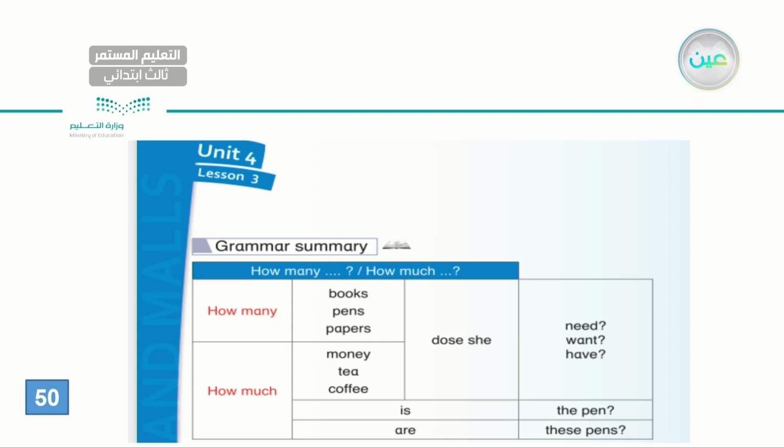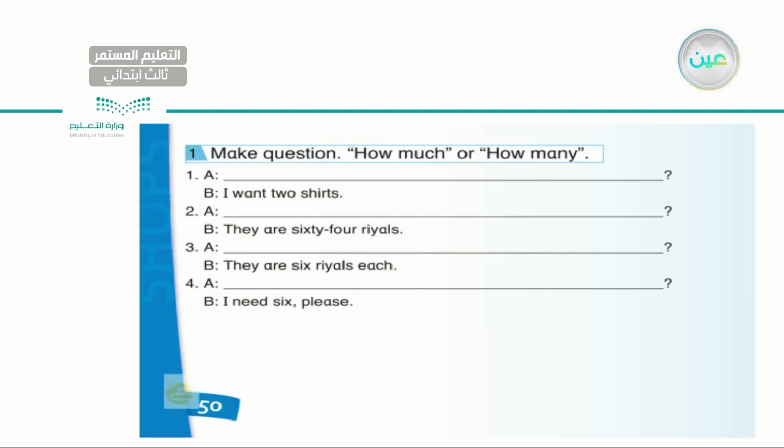Okay? So let's add more nouns to the books, pens, papers. We might say strawberries, olives, sandwiches, for example. As for the uncountable nouns, we might say water, juice, pasta, chicken, and so many other examples. Now let's move to the lower part.